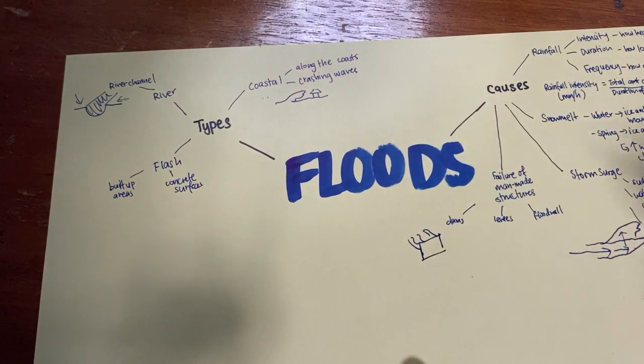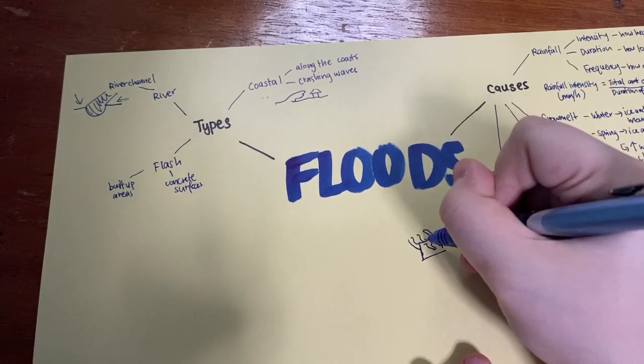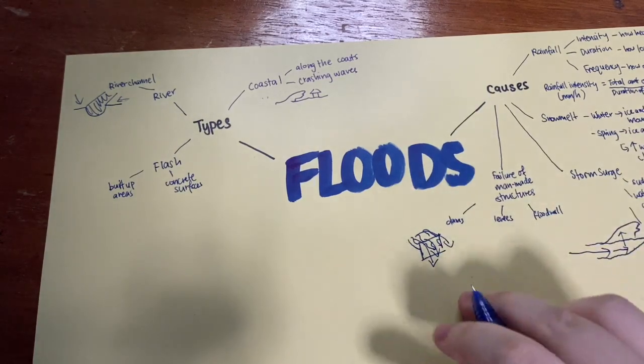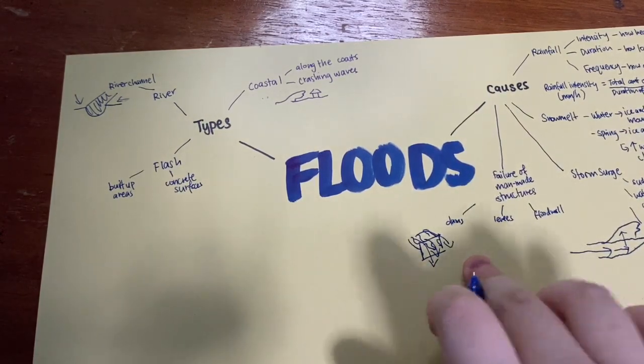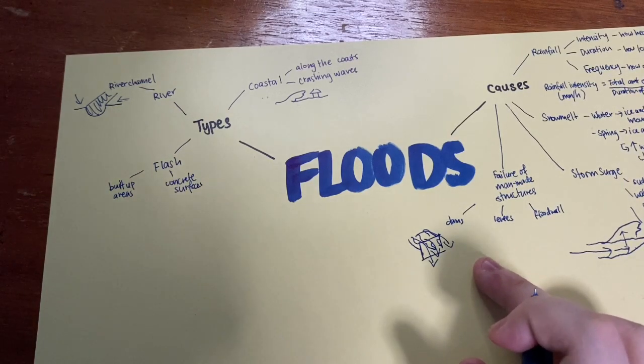Okay, so what happens is when this thing breaks apart and crumbles, the waters will overflow and flood the land beyond it. Okay, so this is how dam failure causes flood.